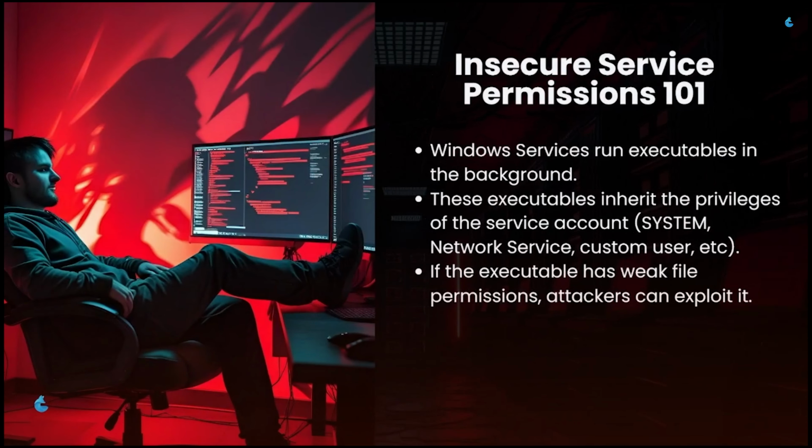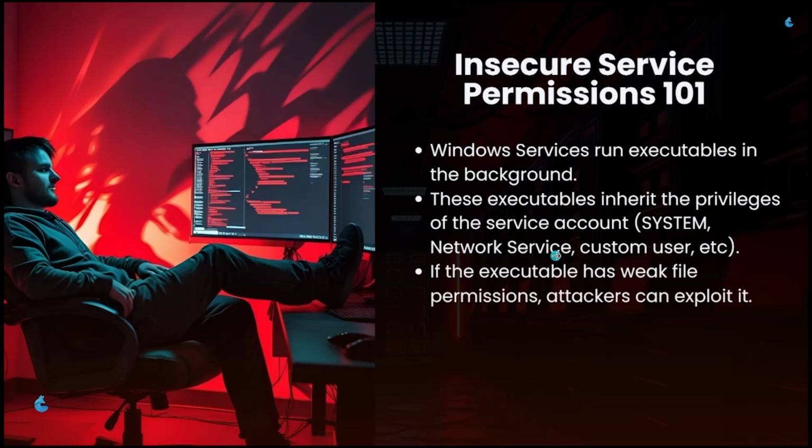So now we are into the main part, the insecure service permissions. Somewhat like a 101 for insecure service permissions. Generally, services run executables in the background. These executables inherit the privileges of the account that the service is running under. If that service is running as SYSTEM, then the executable is essentially system level code.